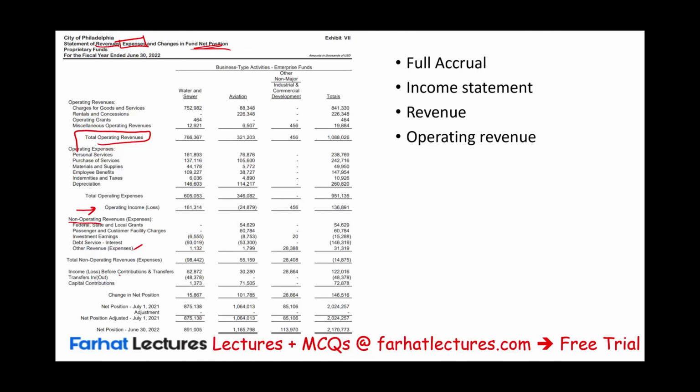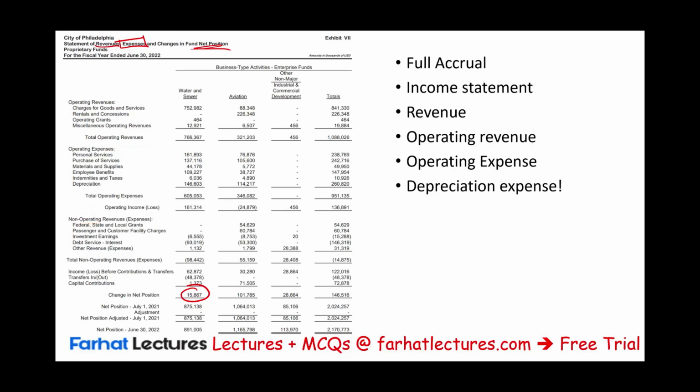Then they have income before contribution and transfer. Then they have what's called transfer in and transfer out. They have capital contribution. Then they have the change in net position. Basically, the difference, simply put, between their revenues and expenses. But what I want you to notice on this financial statement, you will find the word depreciation expense. So depreciation expense is part of these expenses. Why? Because this financial statement uses full accrual. Full accrual, we have long-term assets. And as a result, we could have depreciation expense, which is listed right here.